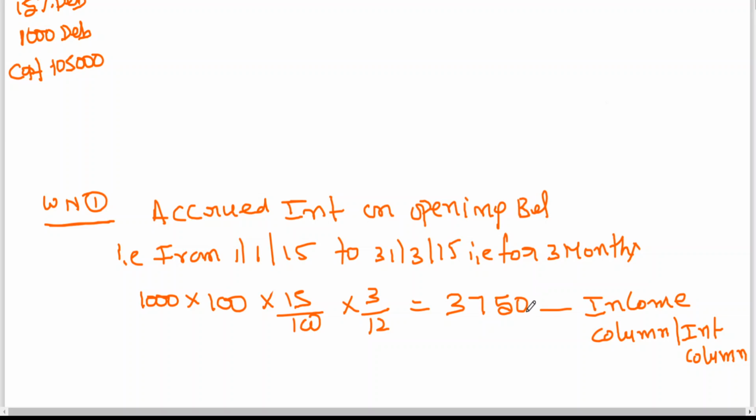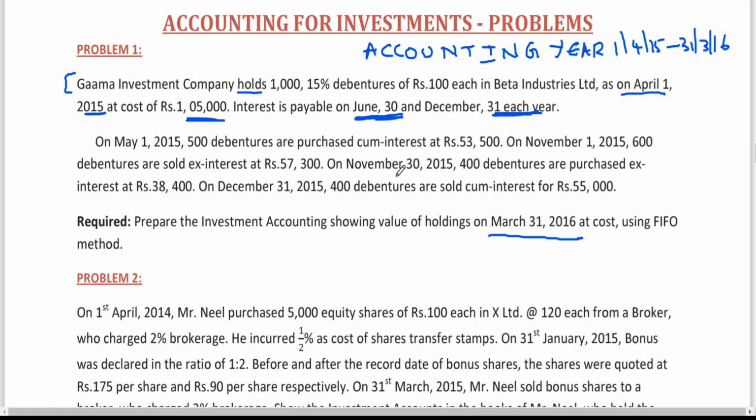So we need to see, whenever we have an opening balance, what the last date of payment of interest is. The last date of payment of interest was on 31st December 15. Okay, then next, this is completed.